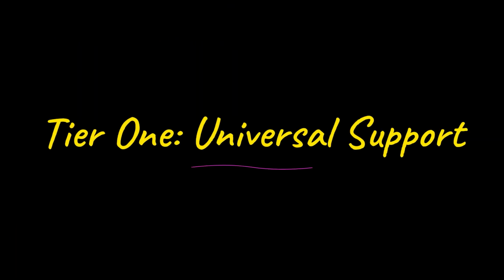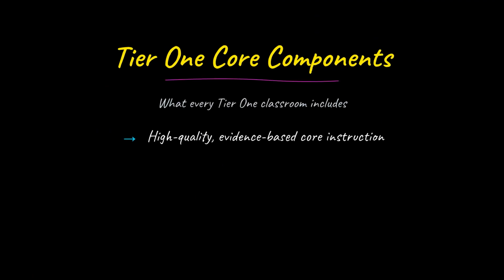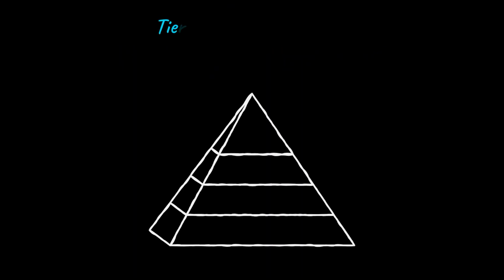Tier 1 is the foundation of the multi-tiered system of supports. It delivers universal instruction and proactive supports to every student in the general education classroom. Not a selected subset, but all students. Tier 1 is built from 4 active components: high-quality core instruction aligned to standards, universal screening conducted at the start of the year, explicit positive behavior expectations, and ongoing progress monitoring so data drives decisions.